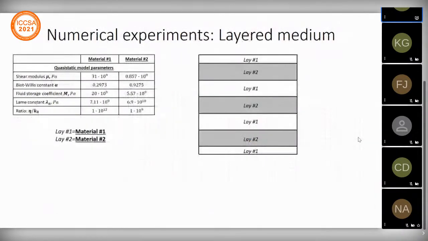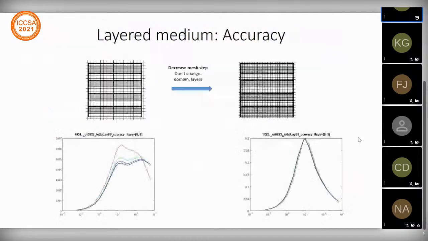So next, we consider the layered media for which the estimates of the wave propagation velocity and attenuation are known, and we try to match them. First of all, we played with the grid step size, and we decreased the grid step size and observed quite a nice convergence of the results for different loadings.